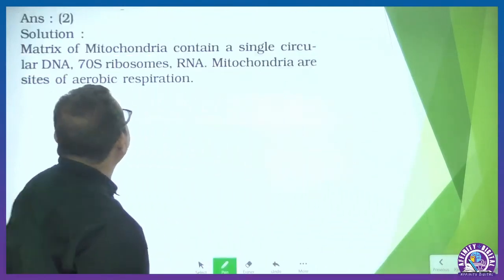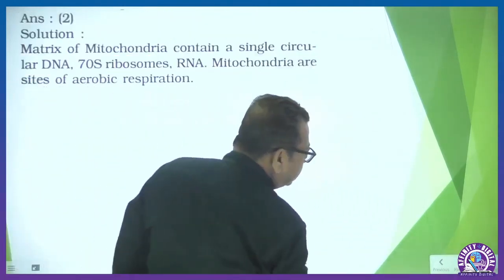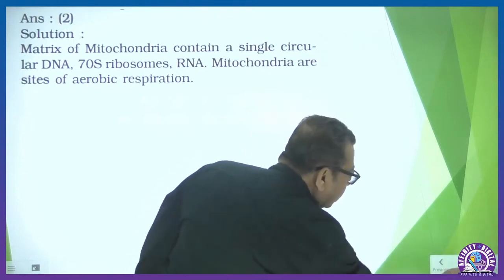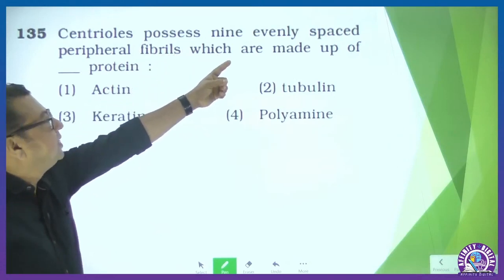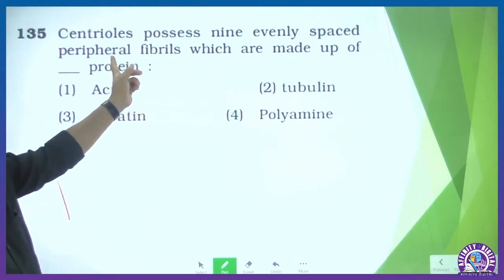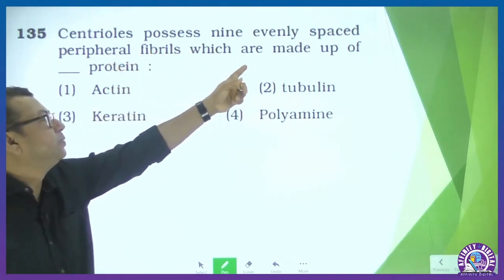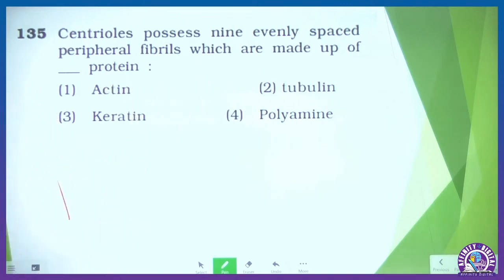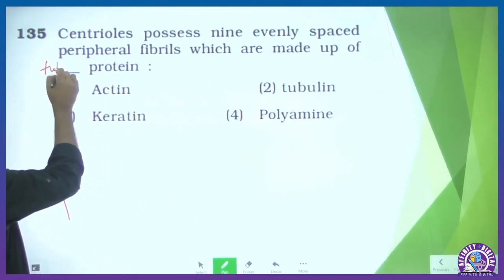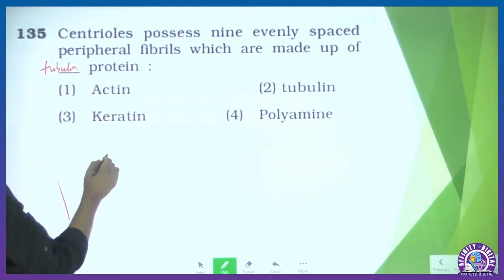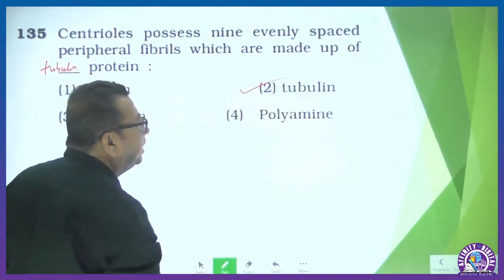Next question. I have written in the solution what I just said. The next question: Centrioles possess 9 evenly spaced peripheral fibrils which are made up of what? Tubulin protein. Which protein? Tubulin. So the answer here is option number 2, tubulin protein.